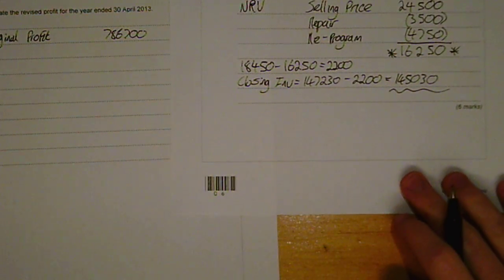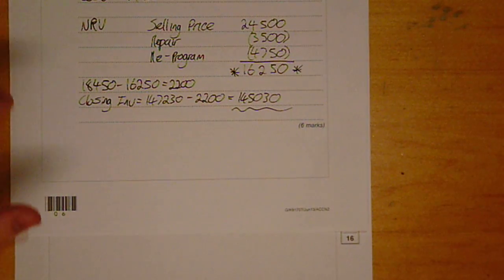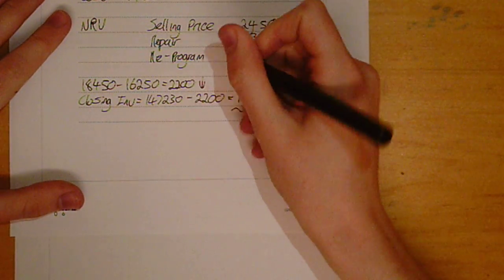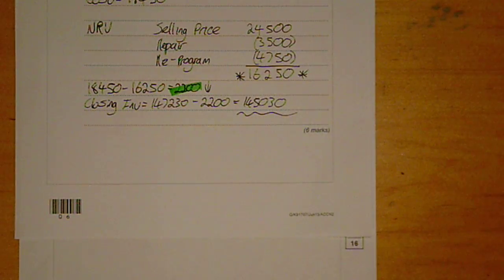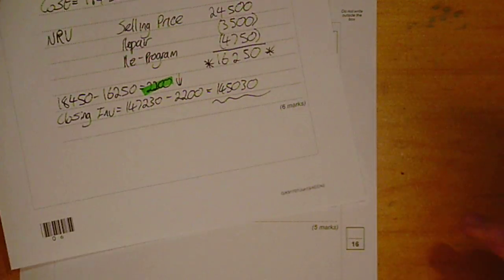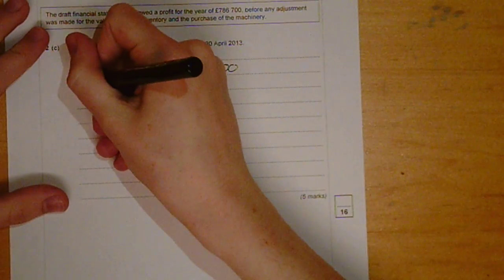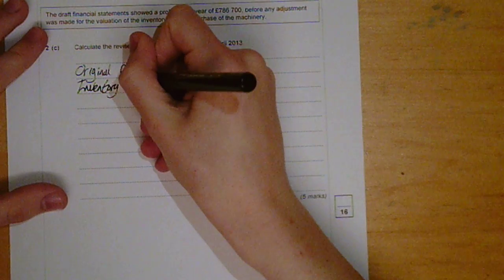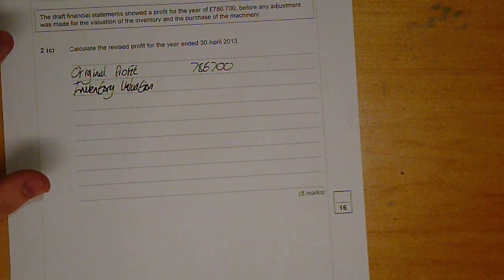So where are we? Okay, so part A, we realised our inventory fell by 2,200. So we've actually got 2,200 less in current assets, less inventory than we thought we had. So in our inventory valuation, we've actually lost 2,200. So our profit, so what's that going to do to our profit?